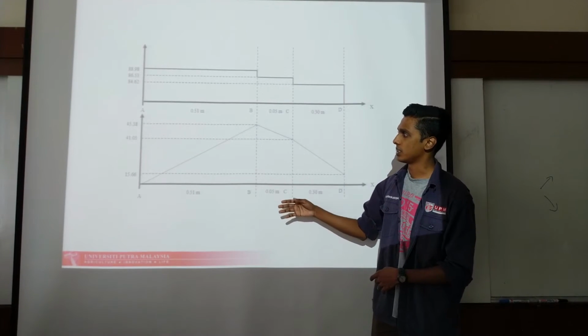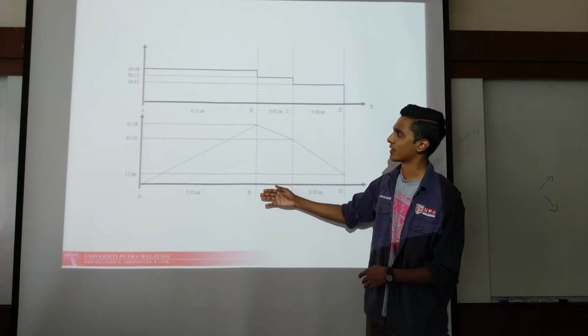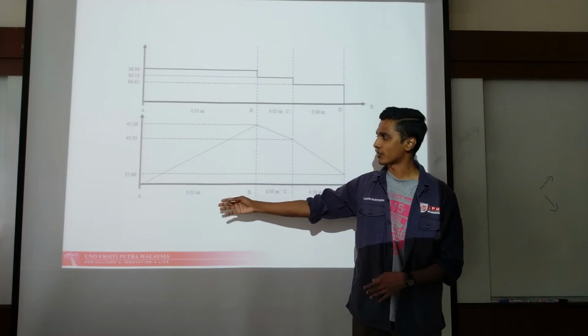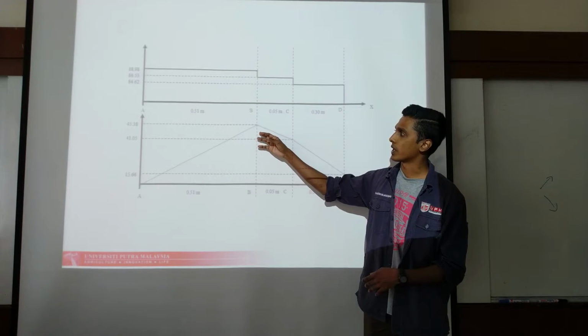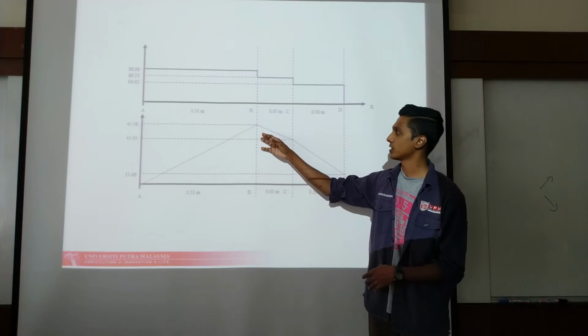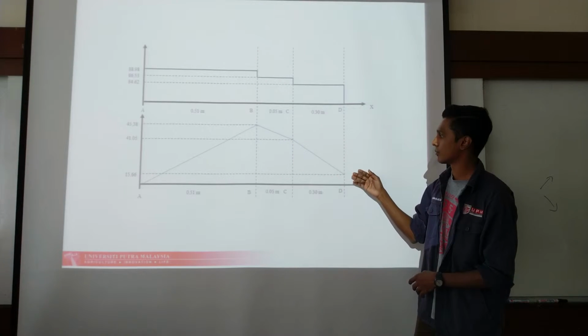Then we have the shear diagram and the moment diagram. We start from 0 and go all the way up to 45.38, showing that's the highest moment, and it slowly goes down to 41.05, then to 15.66.